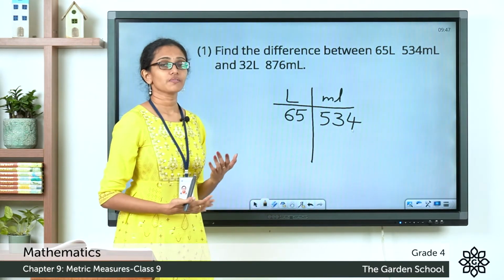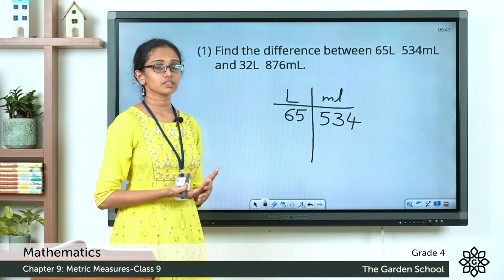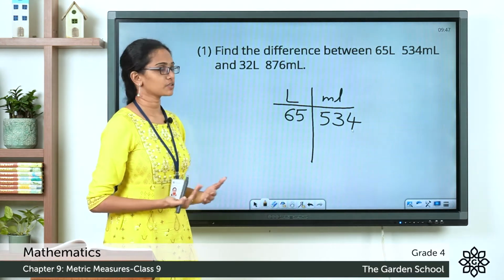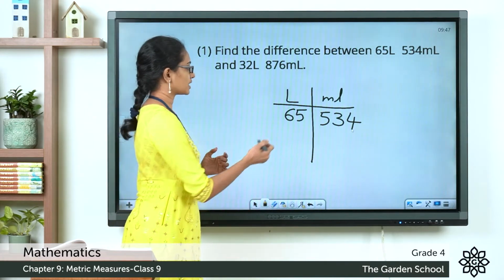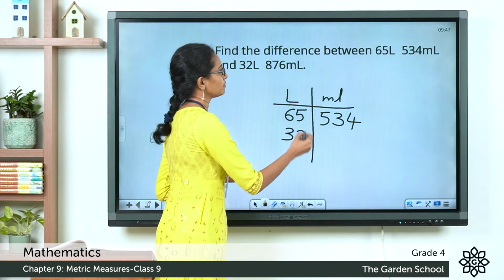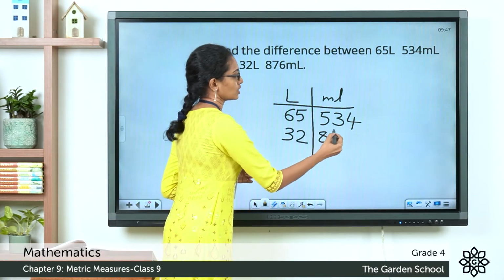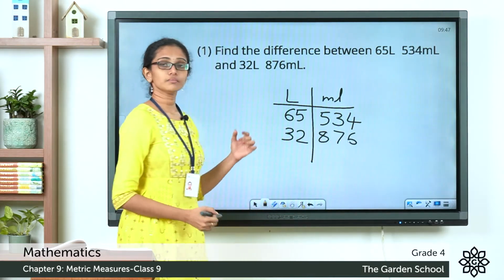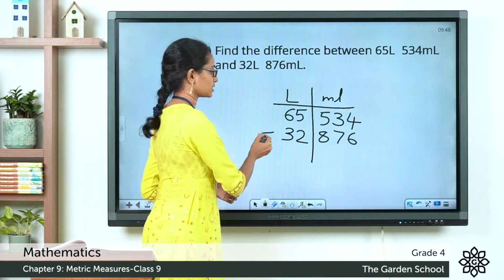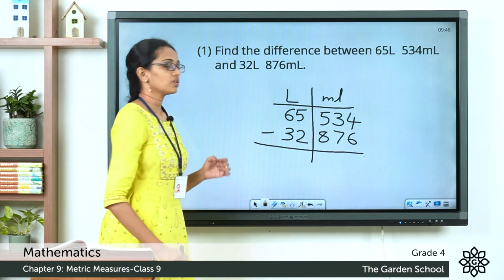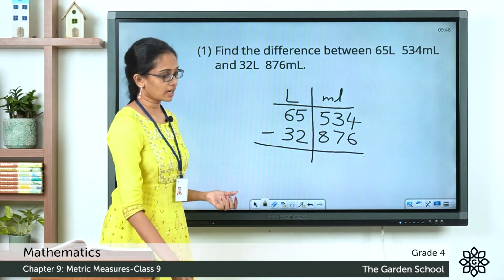Here you are asked to find out the difference between the two measurements. So we have to subtract the measurements. So 32 from 32 liters goes in the liters column and 876 goes in the milliliters column. Then we put the subtraction symbol. Now we have to do the subtraction.